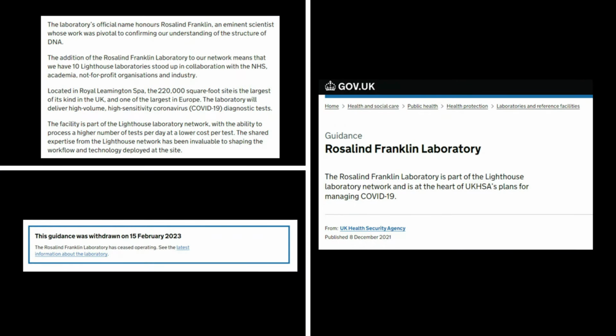Coincidentally or not, Aleister Crowley's hometown of Royal Leamington Spa was also the location of the Rosalind Franklin Laboratory. The Rosalind Franklin Laboratory first opened in June of 2021 and was the United Kingdom's first COVID PCR testing megalab and part of the Lighthouse Laboratory network that was at the heart of the UK Health Security Agency's plans for managing COVID-19. It ceased operations in February of 2023.